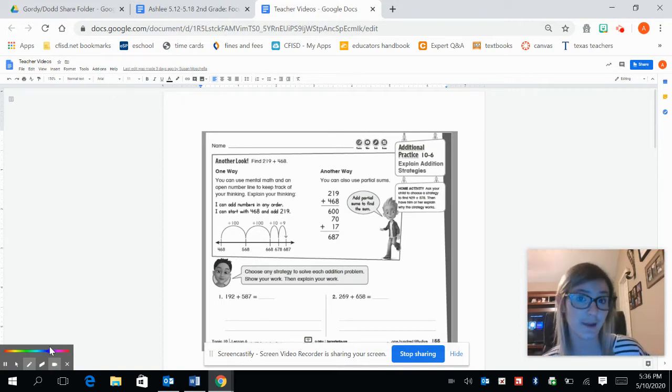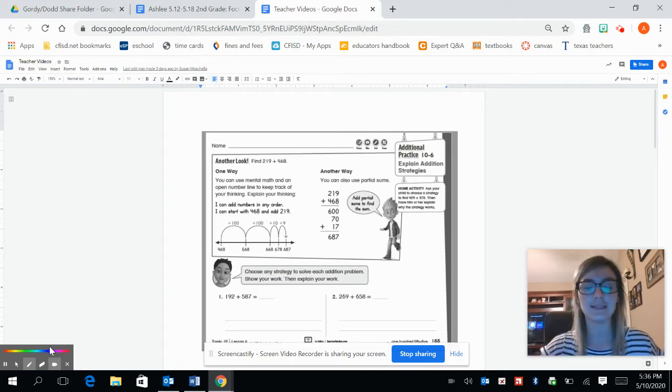You could talk to your parents about the algorithm because that's how we used to do math when me and your parents were in school. They might call it the old school way. So let's look at the screen and do this first question together.